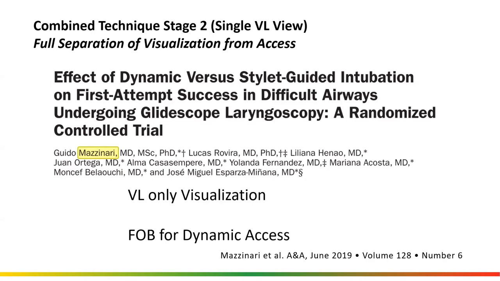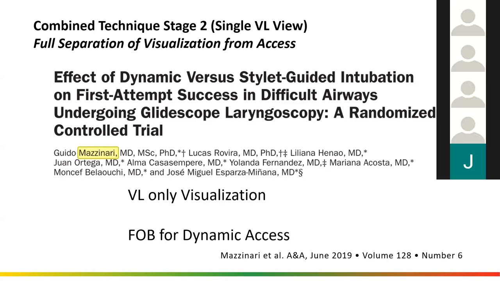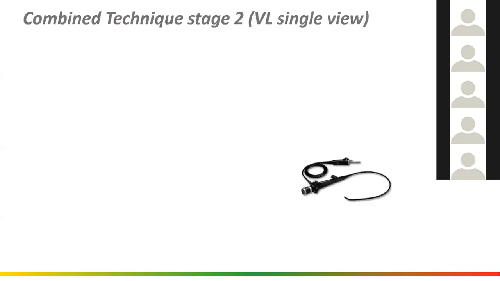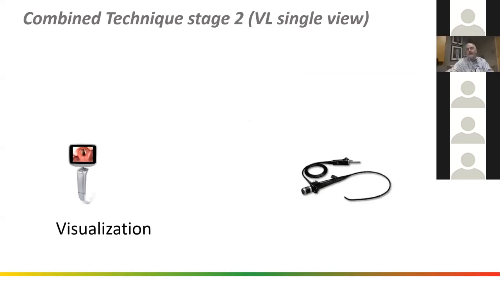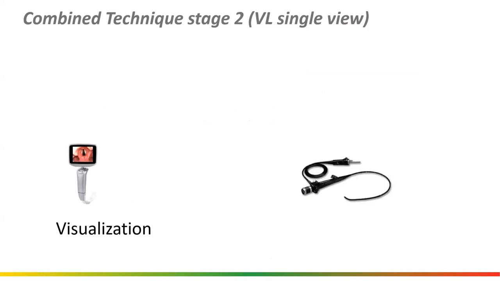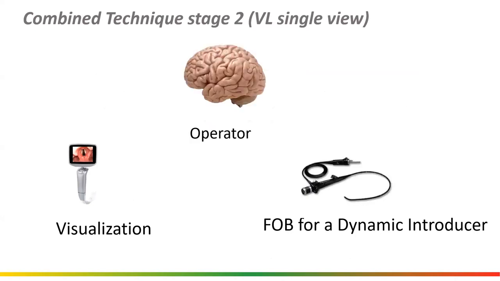So what this represents is a full separation of our components into access components and visualization components. Back to our model here. Visualization is now only in the left hand, and it's only the video laryngoscope. Fiber optic bronchoscope is never turned on. It's simply used as a dynamic introducer. And then we have our operators.